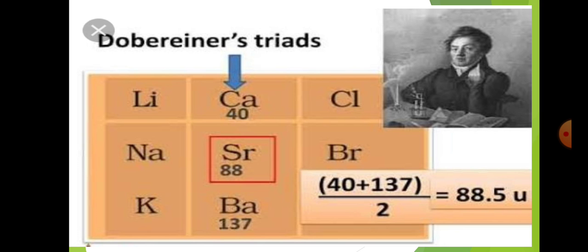We can take another example of Dobereiner's triads. They made a group of 3 elements, calcium, strontium and barium, and found the atomic weight of the middle one by calculation from the other 2. How can we find the atomic mass of strontium? We take the terminal elements calcium and barium. Calcium's mass is 40 and barium's is 137. We add them and divide by 2, and we get 88.5. So 88.5 is the atomic mass of strontium. This is called the law of triads, because they made groups of 3 elements.